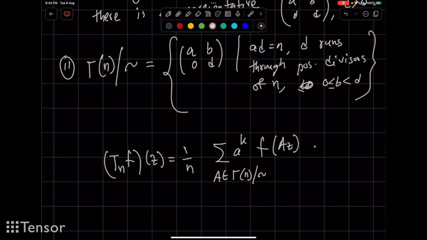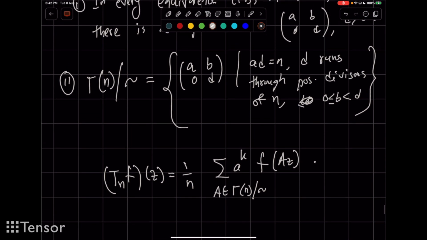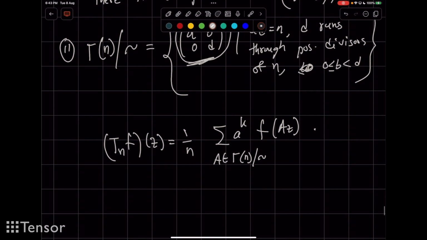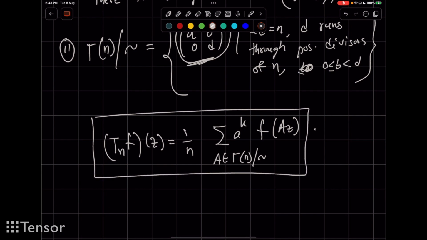Now, of course, this is just a representative of the equivalence class it is in, right? So we are only taking these good-looking representatives, because we really like these matrices. These matrices are basically needed for our definition of Hecke operators. So this is our new definition of Hecke operators.